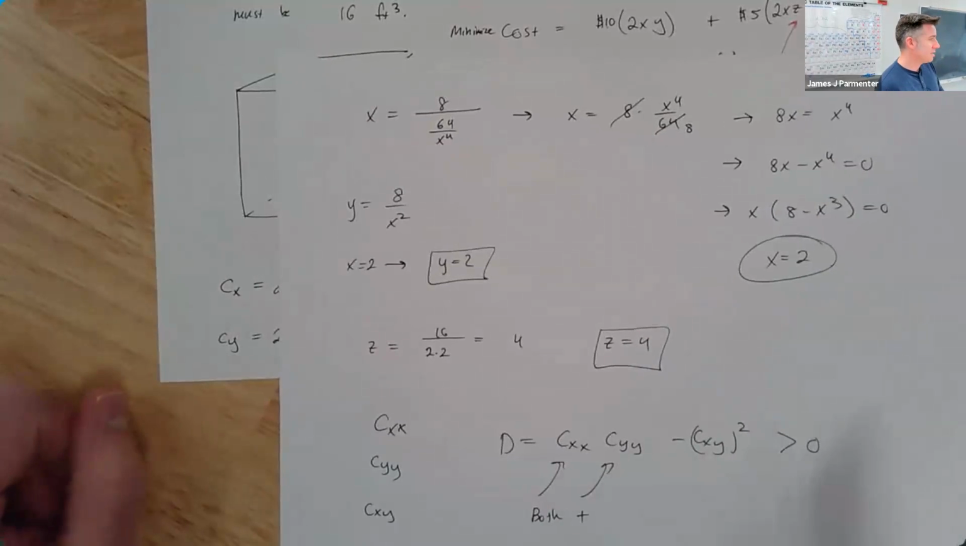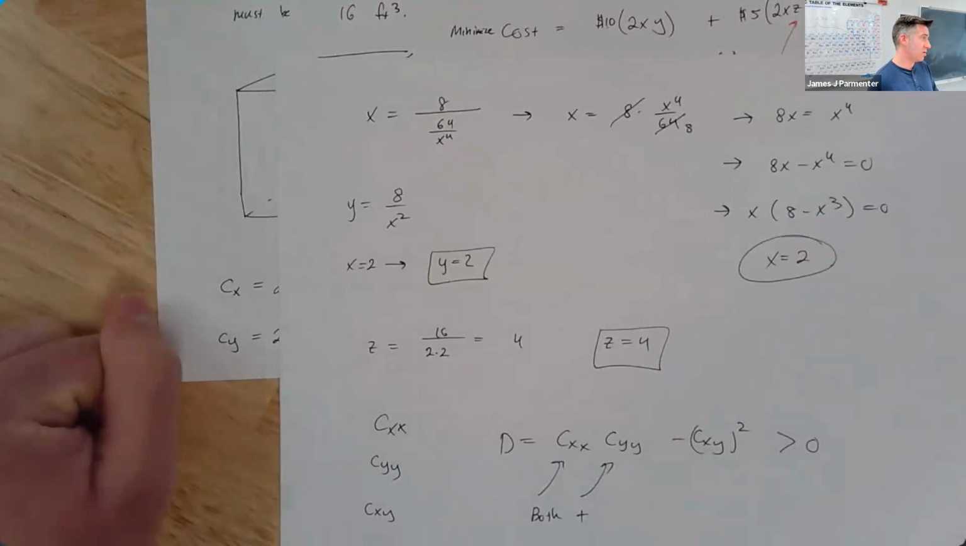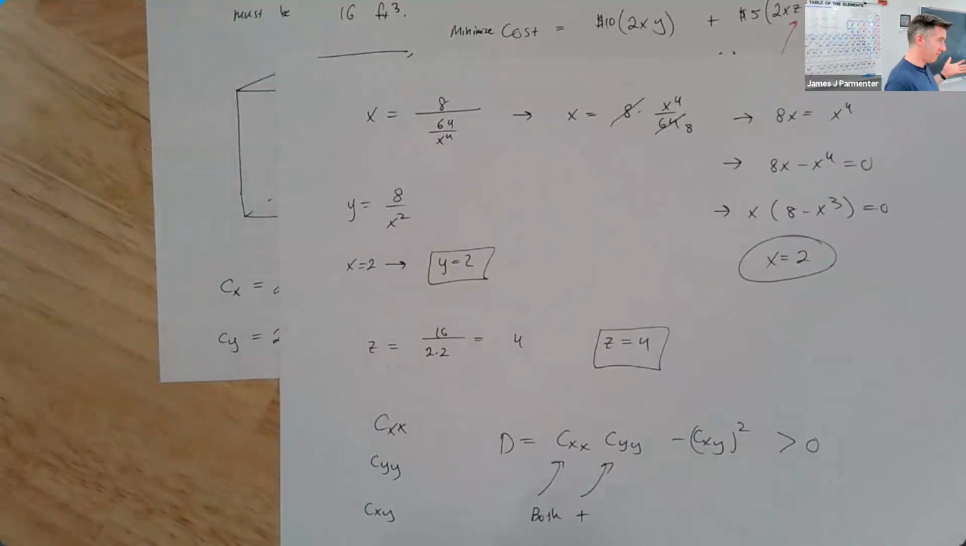A lot of the times with these kind of optimization problems, they don't actually ask you to check that it is what you think it is, because you're only going to find one critical point, and it's going to be the kind of thing you need.